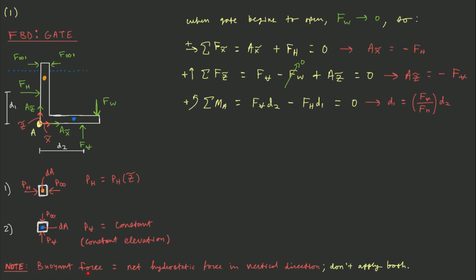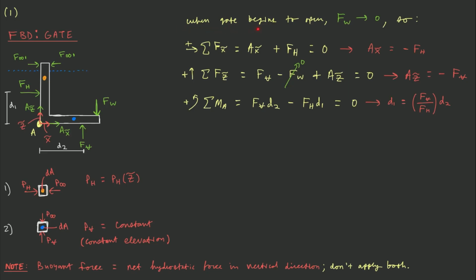So one quick note here, the buoyant force is equal to the net hydrostatic force in the vertical direction. So do not apply both Archimedes' principle and the hydrostatic pressure equation in z. In other words, pick either Archimedes' principle or the hydrostatic pressure equation, but don't use both, at least in the vertical direction, because the buoyant force is the hydrostatic pressure equation in the vertical direction. So in this case, we're just going to use the hydrostatic pressure equation. We're not going to use Archimedes' principle. If you were to apply both in the vertical direction, you'd basically be applying the same equation twice.